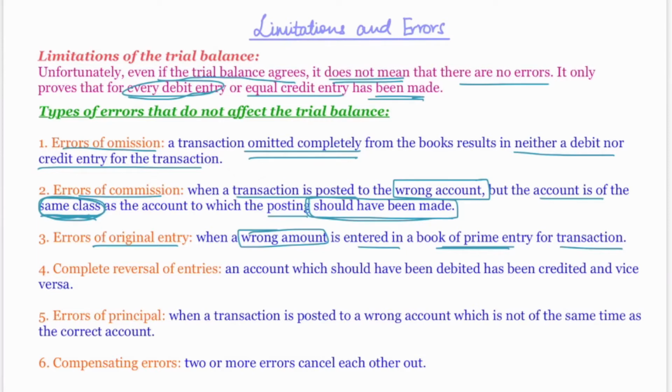Fourth, complete reversal of entry. This is when an account which should have been debited has been credited or vice versa. For example, a payment received from Mona is debited to Mona's account and credited to the bank account, which is wrong. It should have been the opposite.